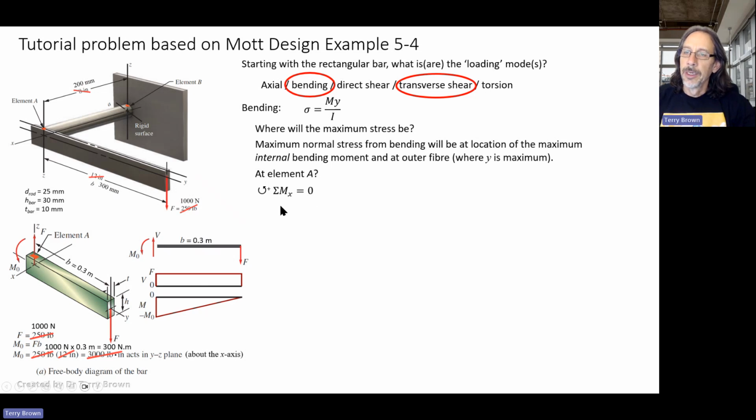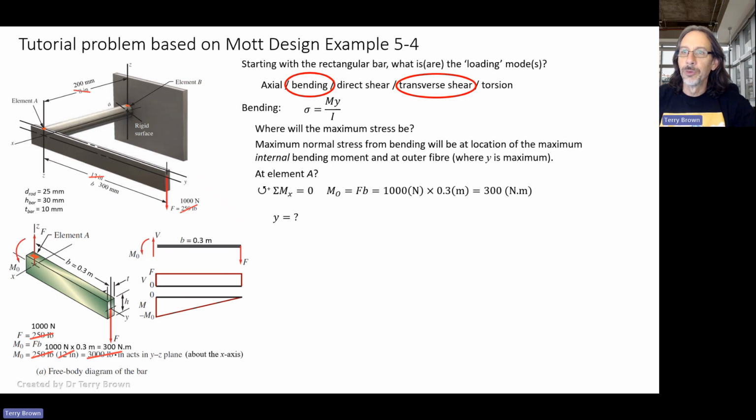So if we calculate our internal bending moment at the point where A is, the cross section where A is, the bending moment here is equal to force times this length B. Anywhere along here, between where the load is applied and where it's supported, it will be F times what we called here Y. So this is getting a bit confusing, right? There's a Y here and there's a Y here. We'll deal with that in a second.